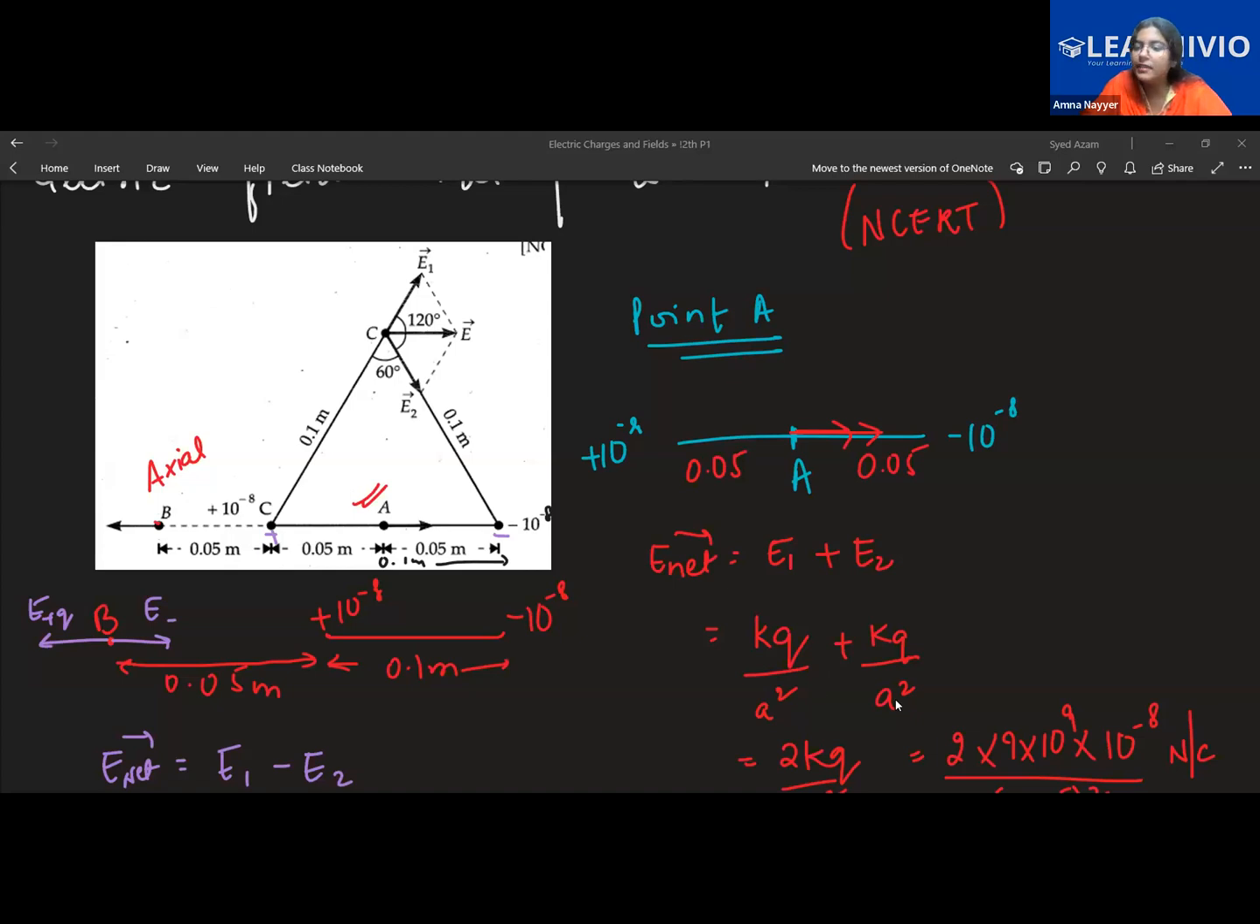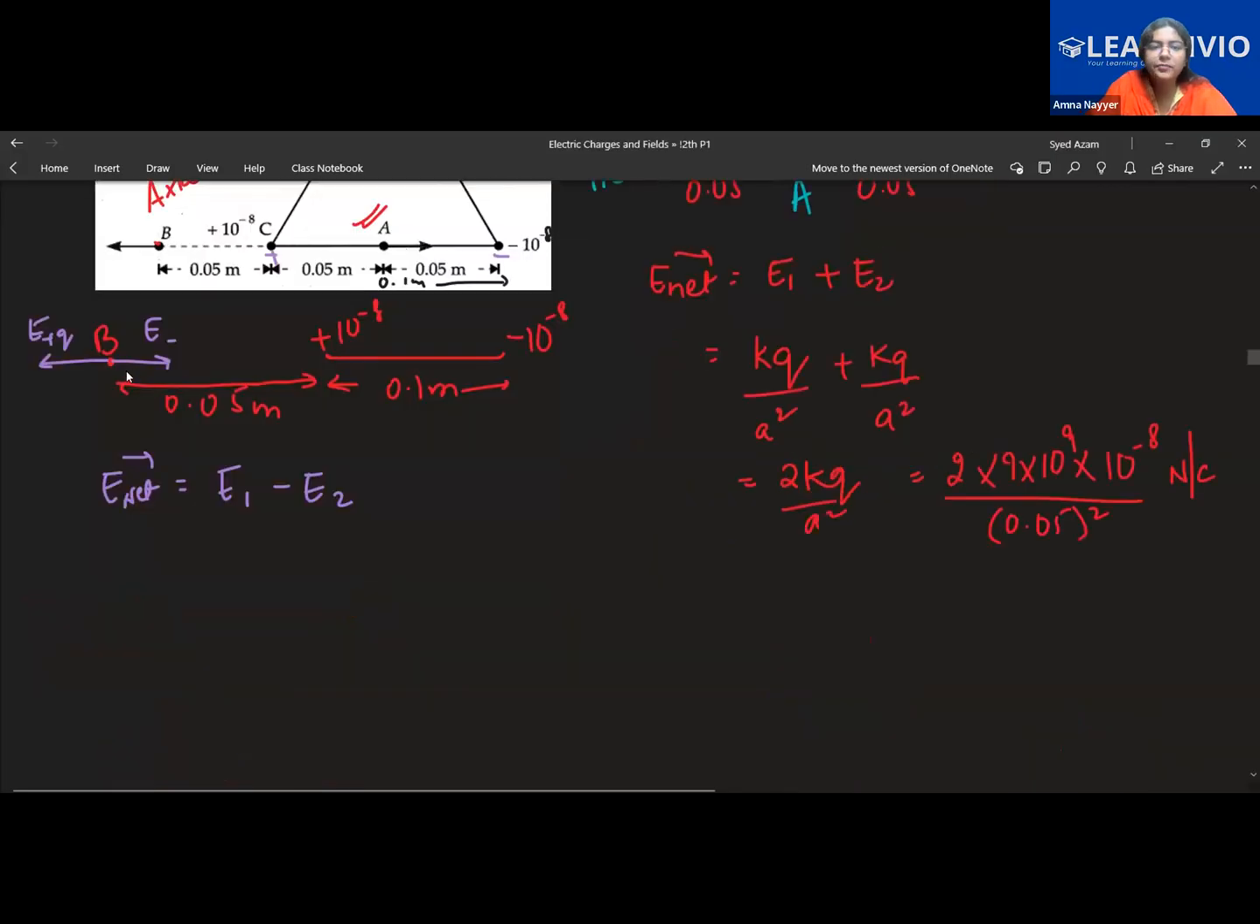Eventually we added the electric field. So, the first part we discussed. We were on the second part. This point is at a little separation from this vertex of the triangle. This separation is 0.05, so I have written it again here. This separation is 0.05 meters.